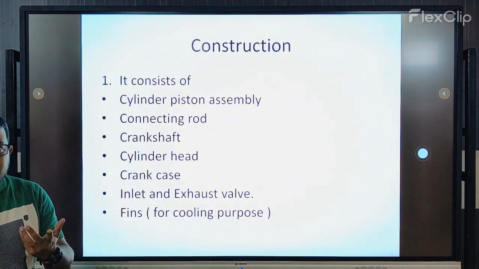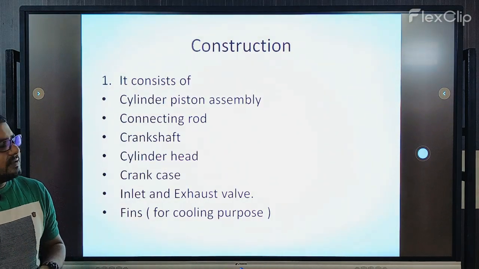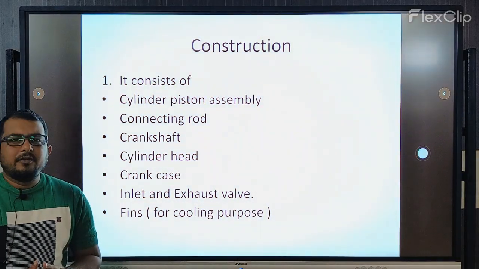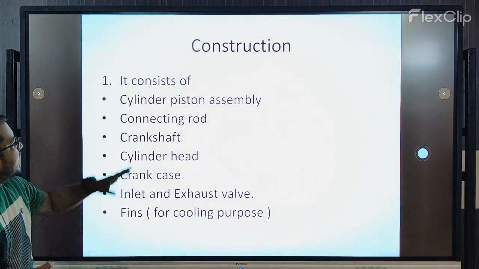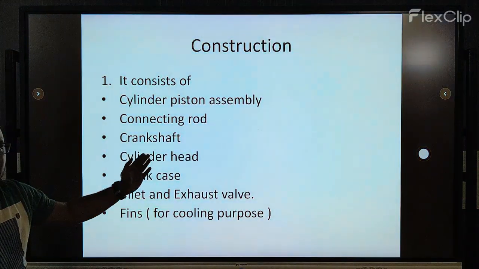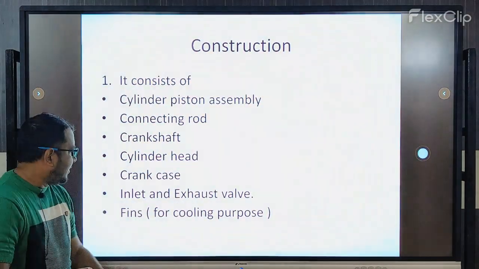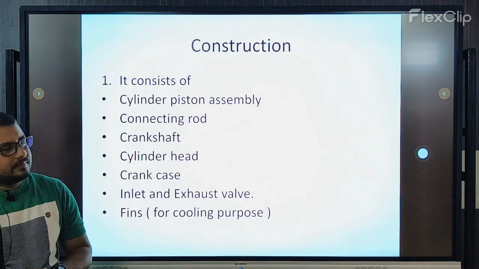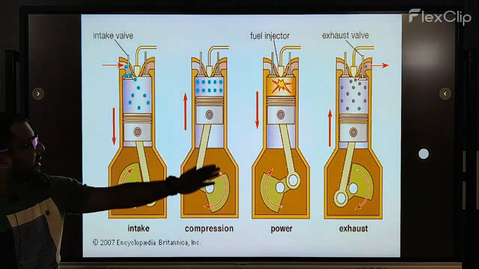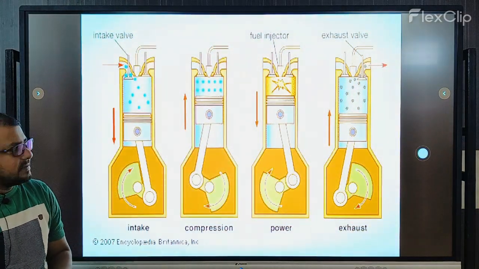Its construction is the same as a spark ignition engine, but it has a fuel injector in place of a spark plug. It consists of a cylinder piston assembly, connecting rod, crankshaft, cylinder head, crankcase, inlet and exhaust valve, and fins for cooling purpose. This is a schematic diagram of a 4-stroke diesel engine.